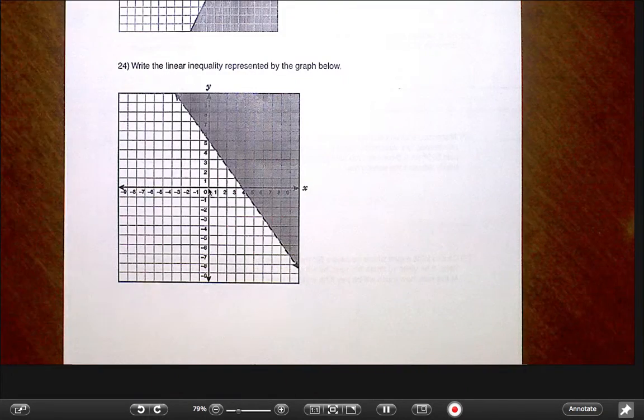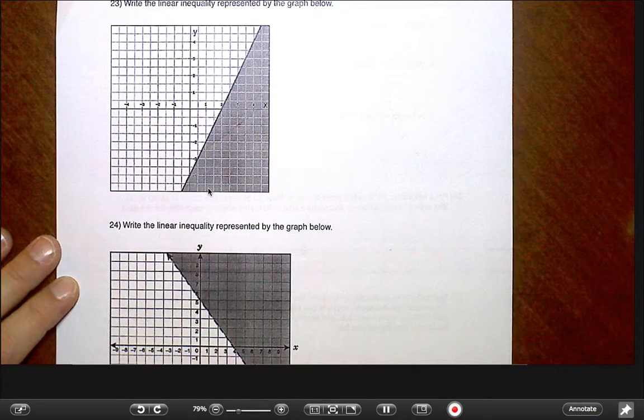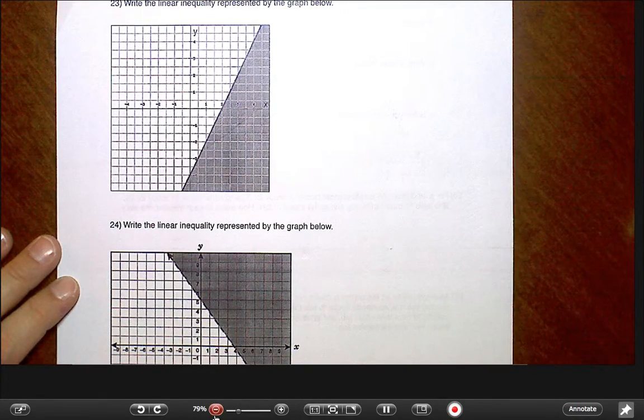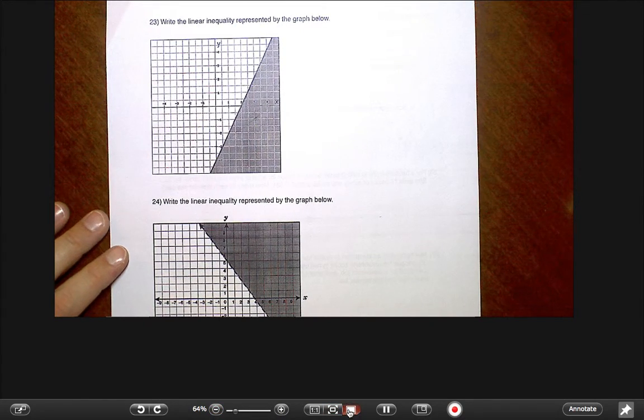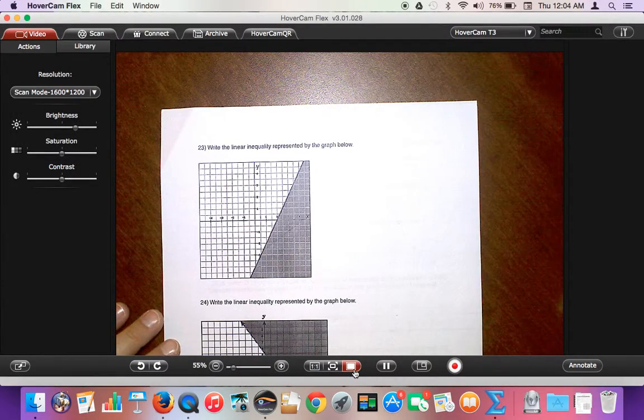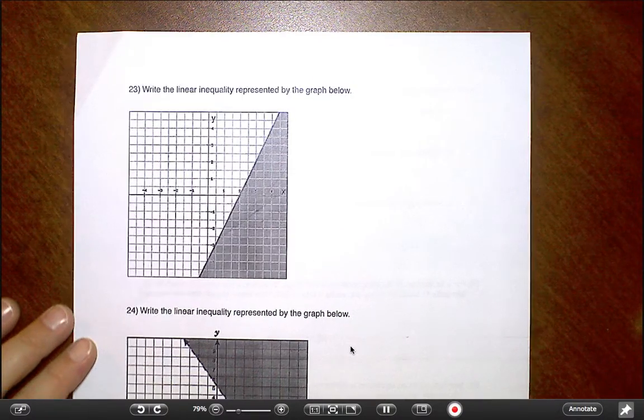I'm going to go ahead and do the next couple because I think they're talking about graphing as well. So 23, 24, they are giving you the graph here and asking you to write the inequality. I don't know why this is. There we go, that's better.